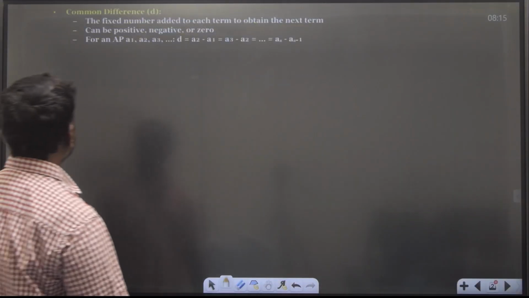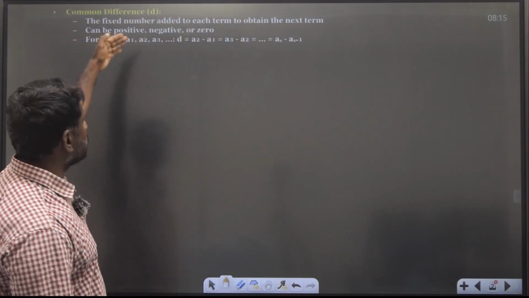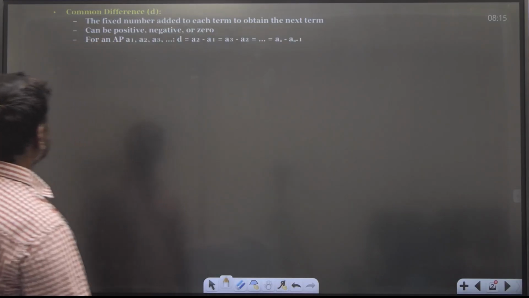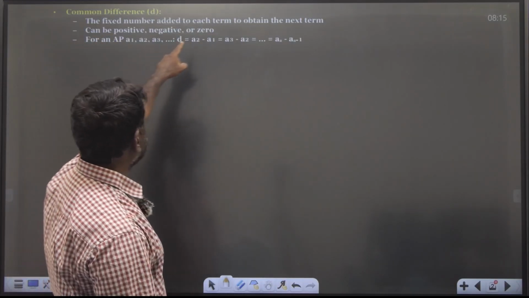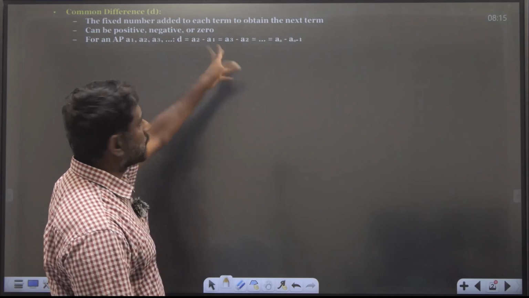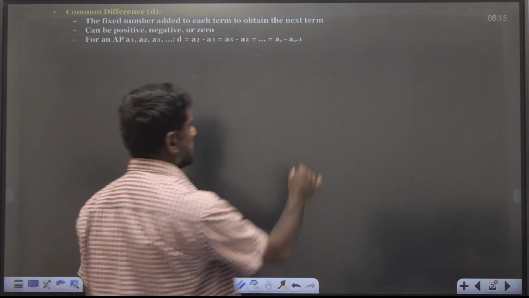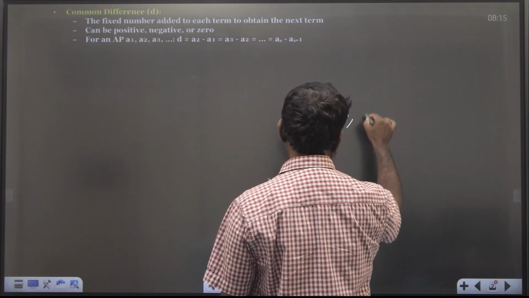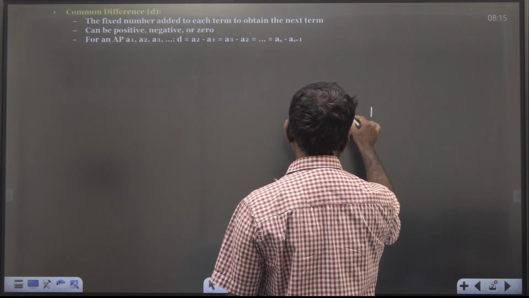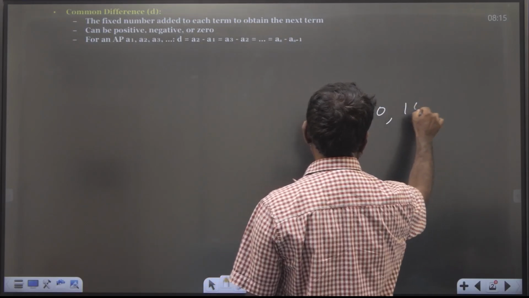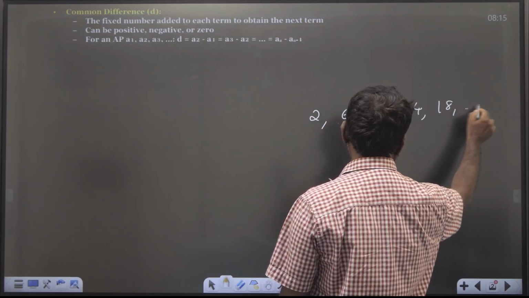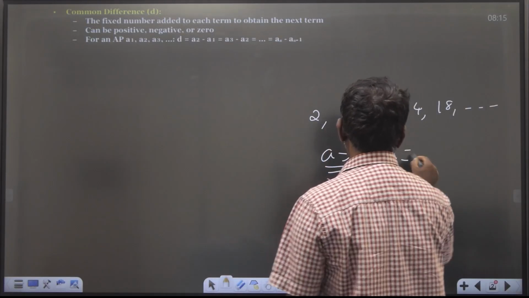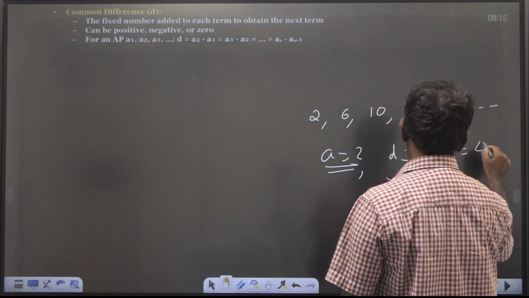Common difference: some more important results regarding common difference. The fixed number added to each term to obtain the next is called the common difference. For example, 2, 6, what will be the next term? 2 plus 4 is 6, 6 plus 4 is 10, then 14, then 18, etc. What is a here? The first term, a = 2. What is d here? 6 minus 2 equal to 4.